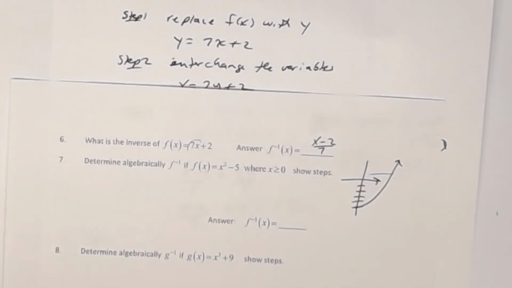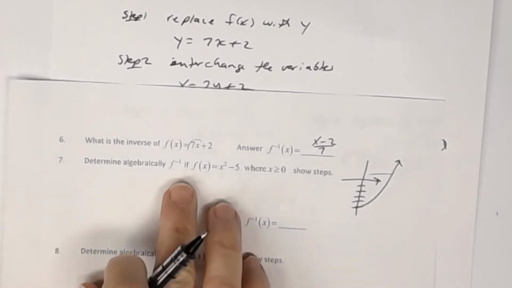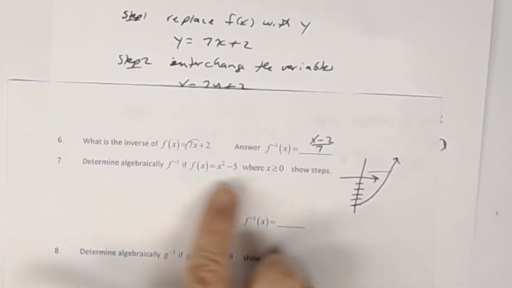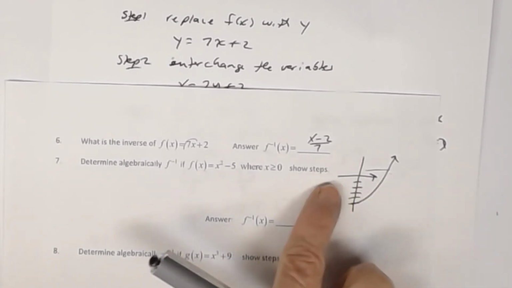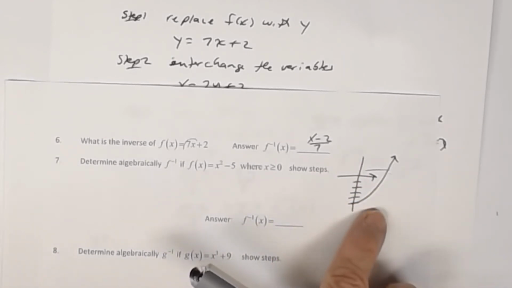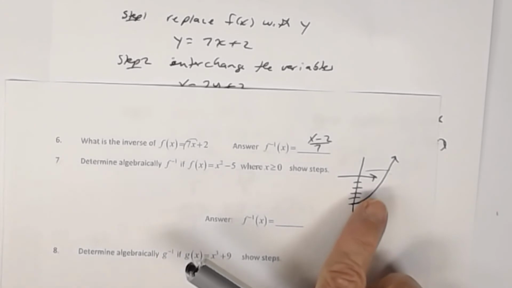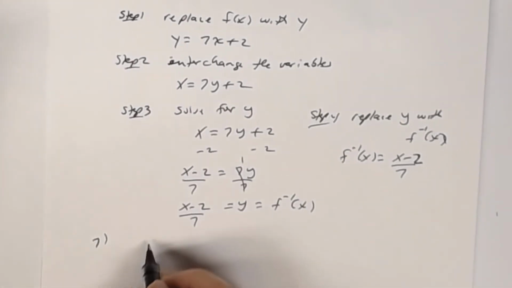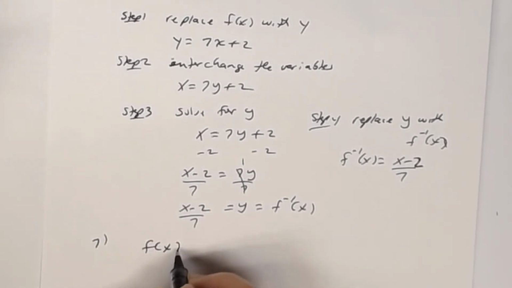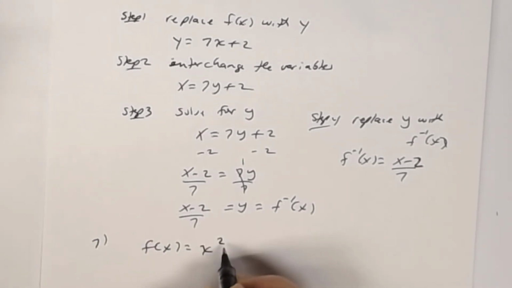To determine algebraically what the inverse is, this graph with the restriction passes the horizontal line test, so it's one-to-one. Since it's one-to-one, it has an inverse. So let's find the inverse. First of all, f of x is x squared minus 5.